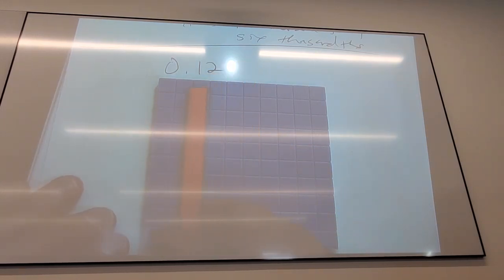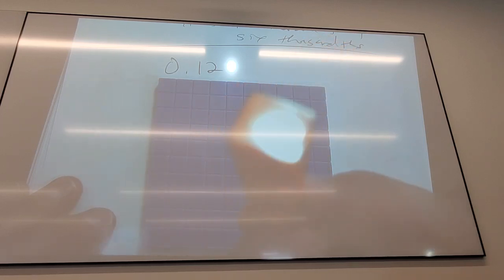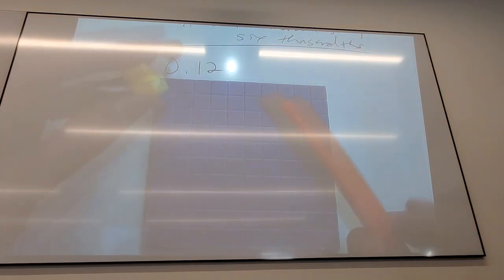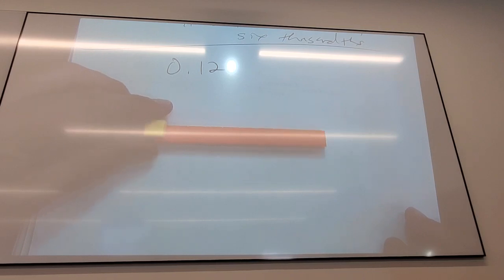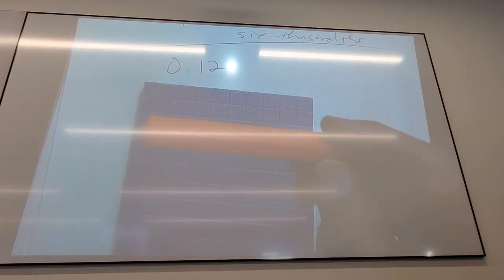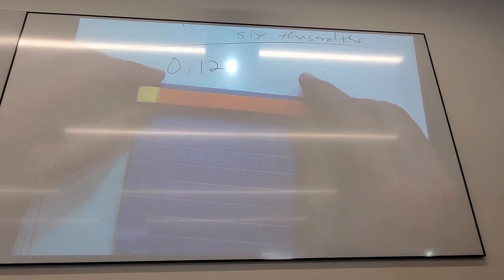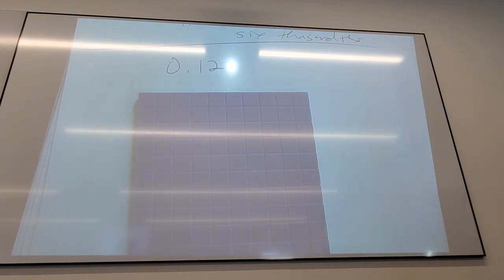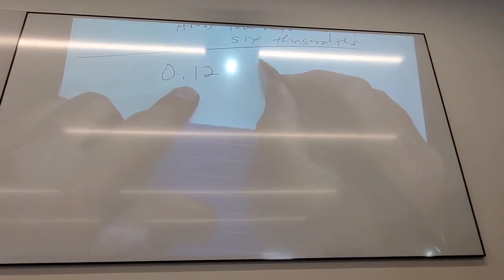So how much is this? How many of these fit in there? 10. So how much is this one by itself? One tenth. So this whole thing would be 1, and this is one tenth of that 1. This would be a hundredth, because it's one tenth of a tenth. What's one tenth of one tenth? One hundredth, which is another visual of why you multiply fractions.